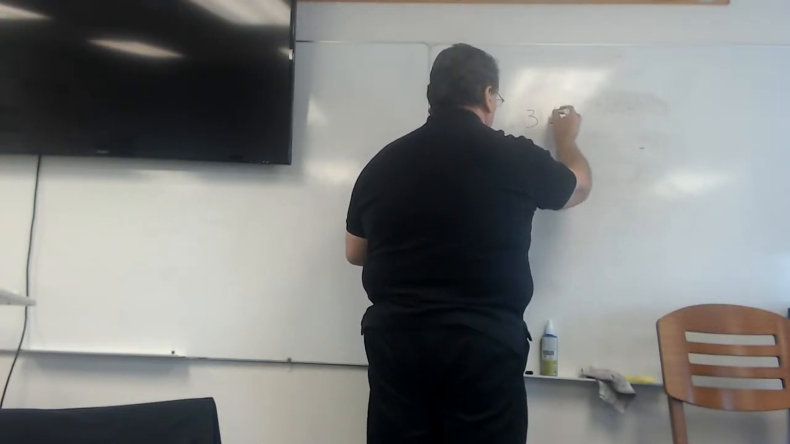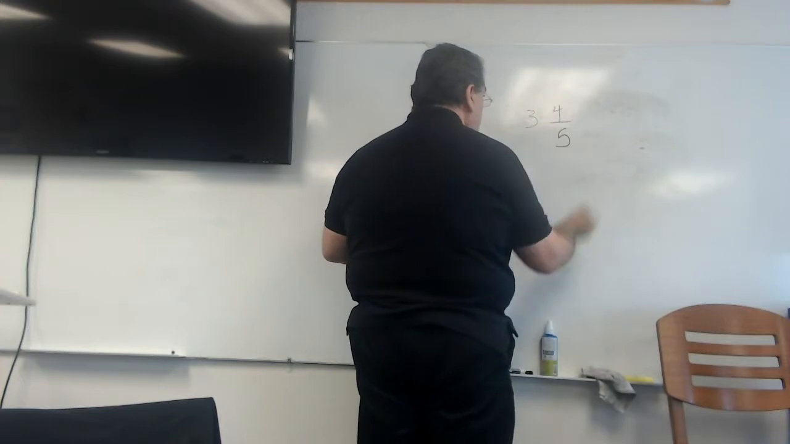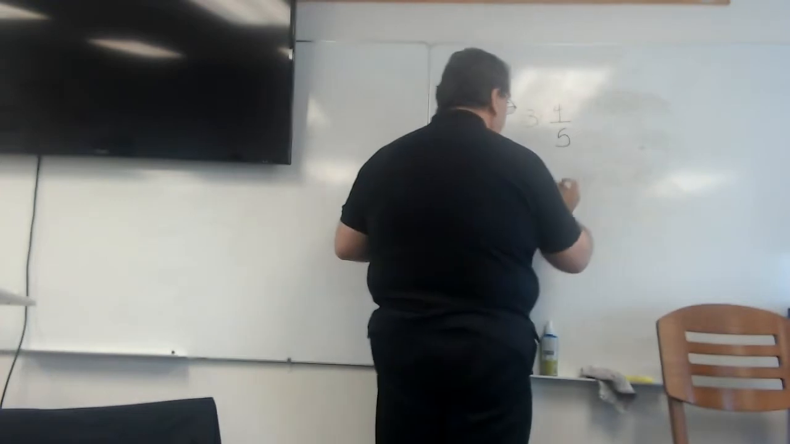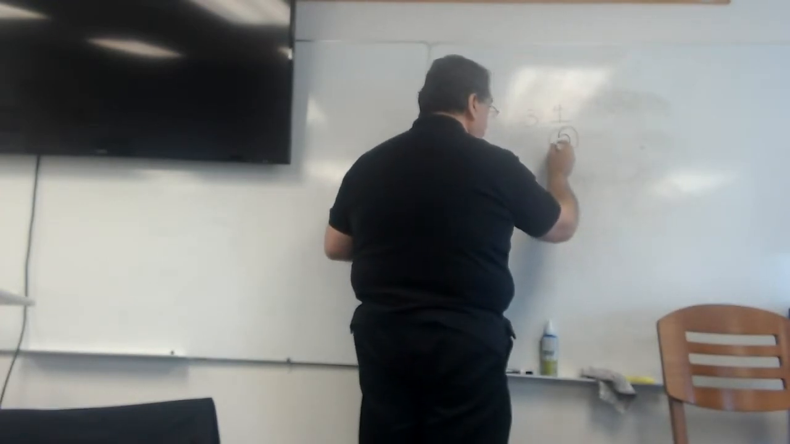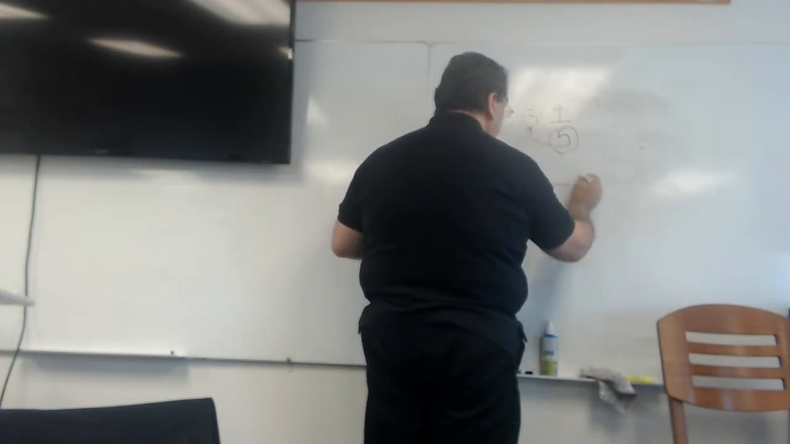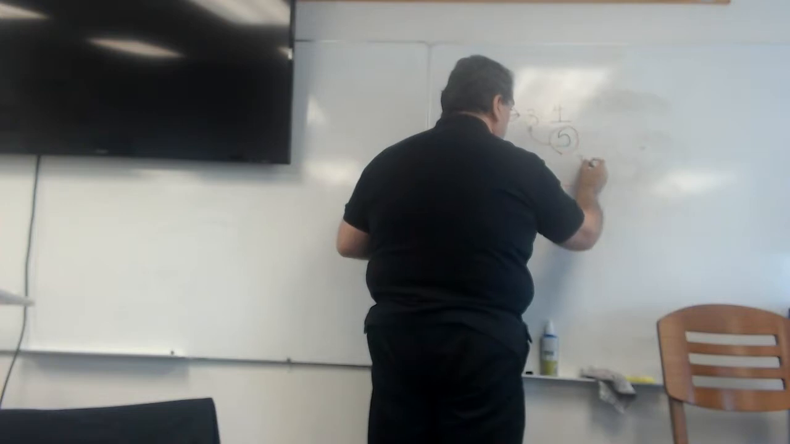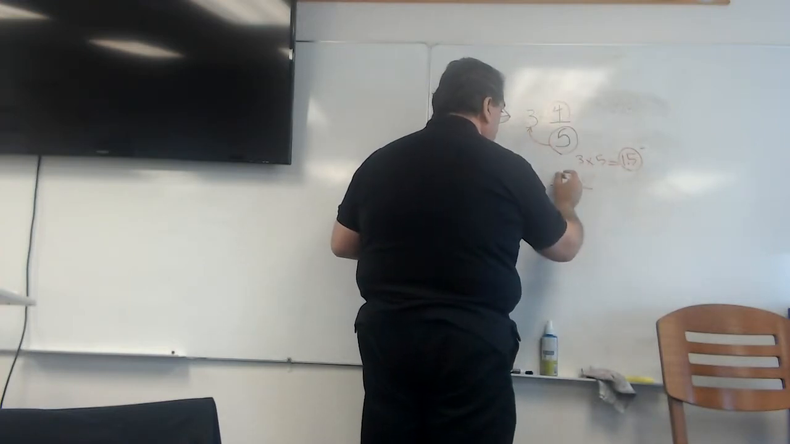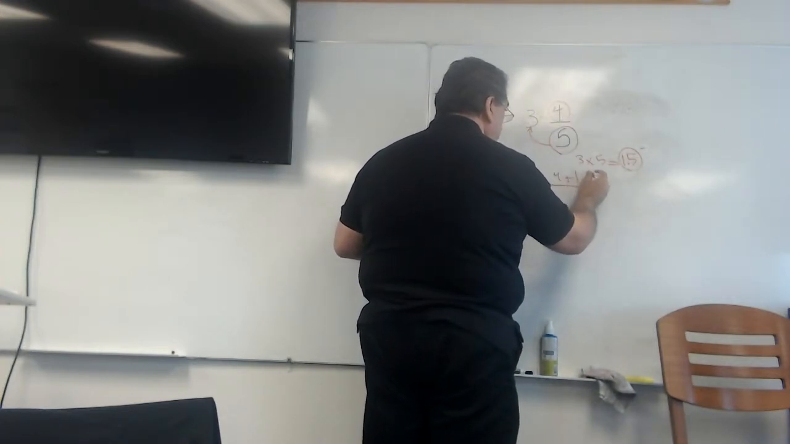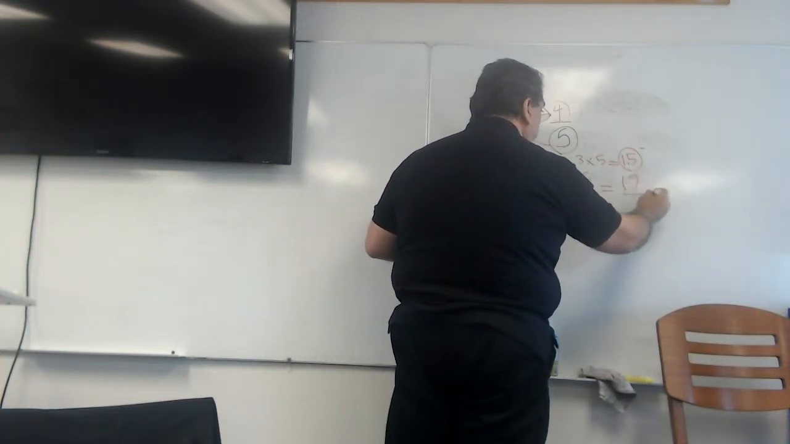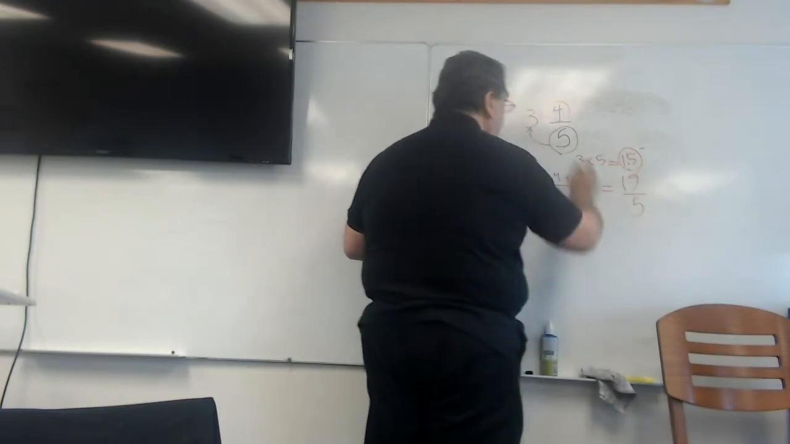P 4 over 5. If I want to change this mixed number to an improper fraction, I take the denominator and multiply it by 3. 3 times 5 is 15. Then I add this number to the numerator, 4 plus 15, and we keep the same denominator. So the answer would be 19 over 5, because if you divide that, you get this.